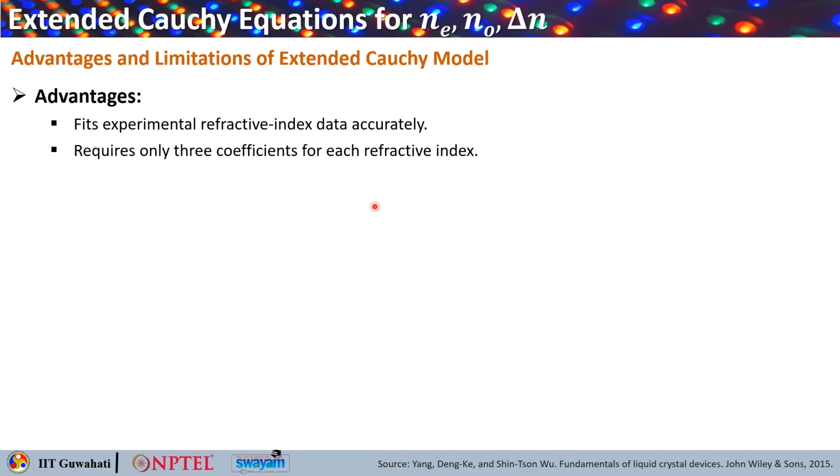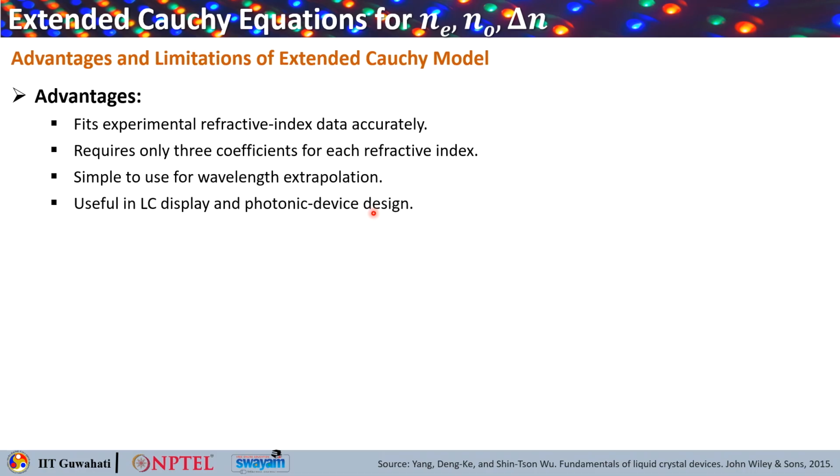So, what are the advantages and limitations of this extended Cauchy model? Advantages are that it fits the experimental refractive index data very accurately, it requires only 3 coefficients for each refractive index, and it is simple to use for wavelength extrapolation. So, it is useful in liquid crystal display and photonic device design.